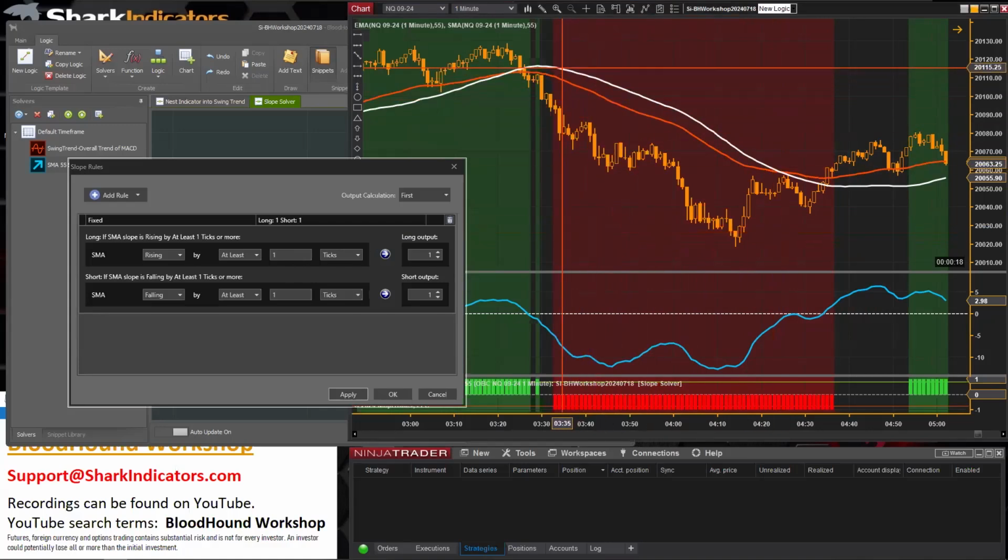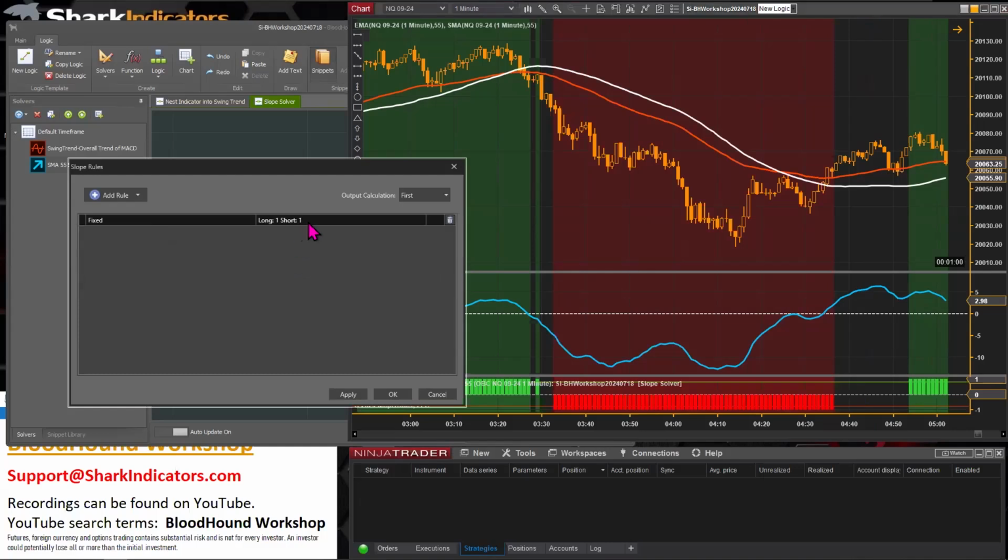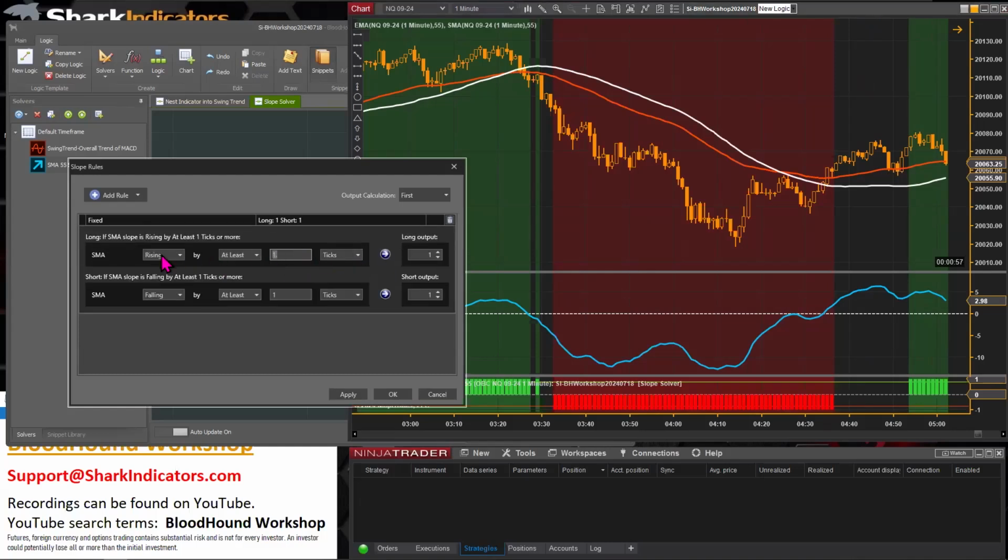so one tick of slope is pretty easy to get to. We can see here where I previously highlighted, this looks kind of flat. So basically this is flat-ish, within one tick of slope rising or falling here. Actually on the NQ, on this time frame and for the period of these moving averages, one tick's not all that much.